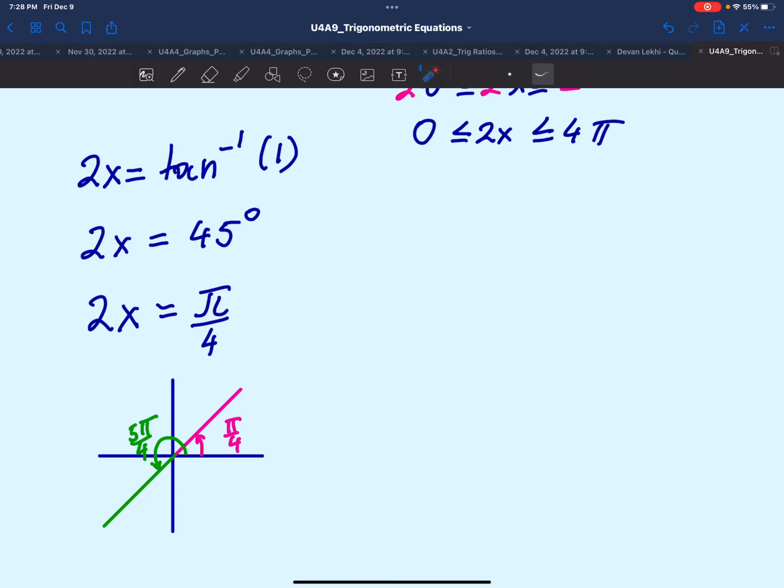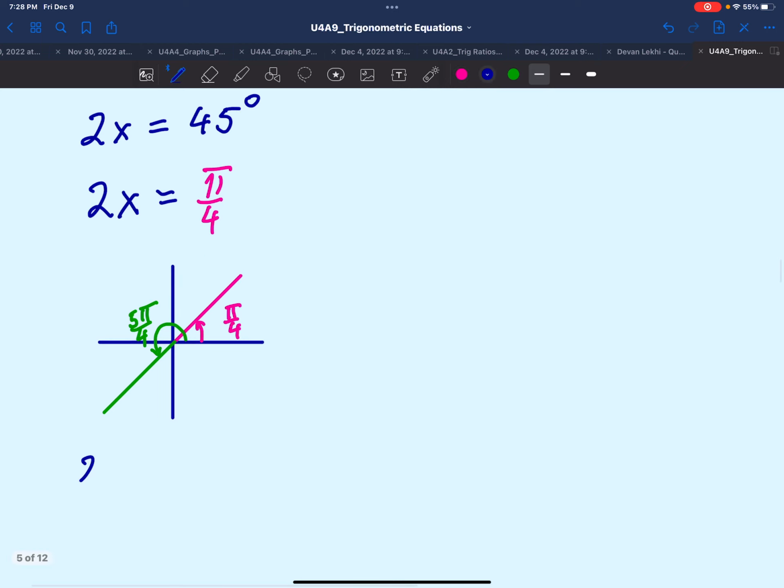So remember that our domain here is 4 pi, which means that so far we have traveled 2 pi radians and hit the terminal arms once. And these two will be the first solutions. So I will write them down. Let me color code them as well, because why not? So the next solution would be 2x equals 5 pi over 4.